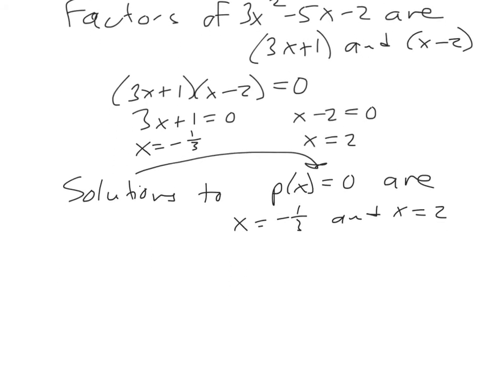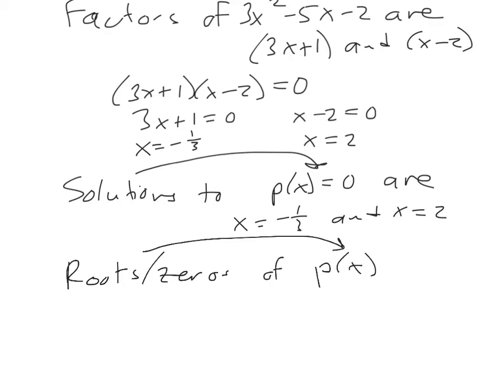Right? And then just to be clear with the roots and zeros, the roots or zeros of p of x, notice that I'm saying roots and zeros of a polynomial, not of an equation. The roots of this thing are the same thing as the solutions. It's x equals negative 1/3 and x equals 2. So I want to be clear. Roots and zeros are not the same thing as the solutions.